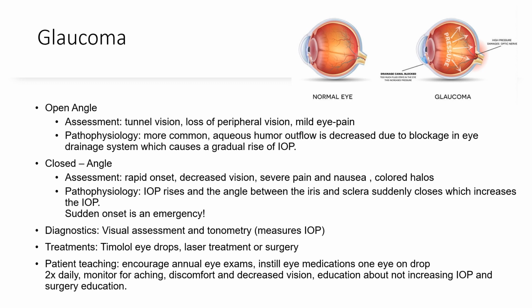They probably need surgery. Visual assessment and tonometry. Tonometry measures the IOP, so those are our diagnostics. We're also going to get a patient history. Treatment: timolol eye drops. It's usually 1 eye drop in each eye, or whatever the affected eye, 2 times daily. Laser treatment, surgery in worst cases. We need to monitor for pain, discomfort, decreased vision. We need to educate the patient on different ways to avoid increasing IOP, and also if they need surgery, any surgical education.